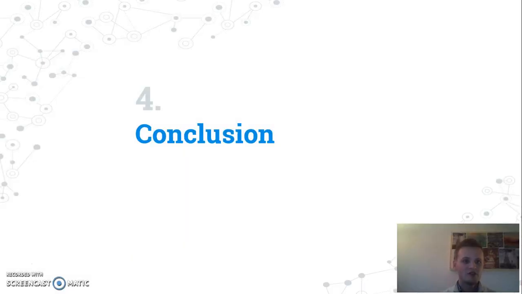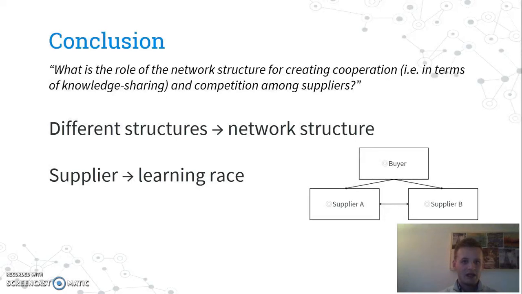Alright, now let's move on to the conclusion. First of all, let's come back to the central question. What is the role of the network structure for creating cooperation and competition among suppliers? The answer to this question is separated into three phases of cooperation as well as competition.